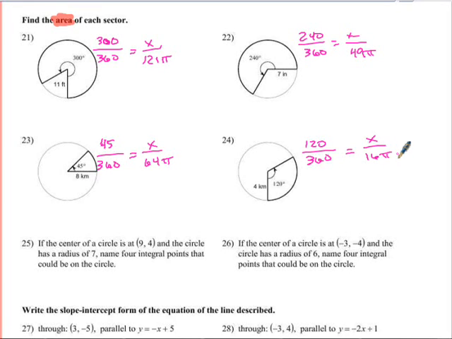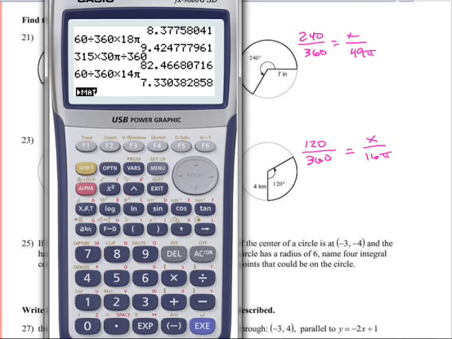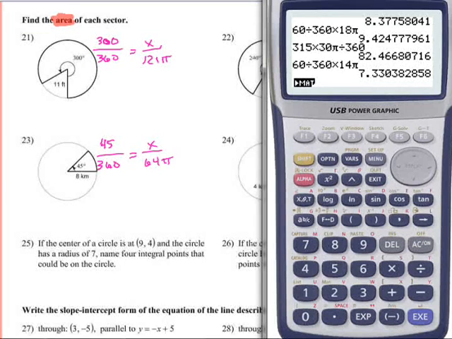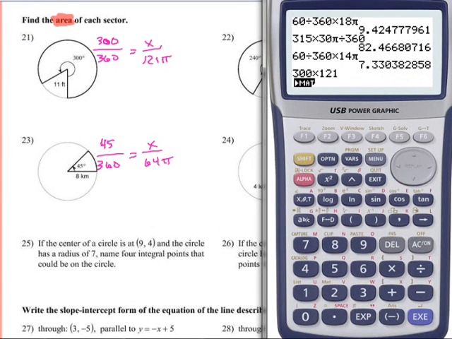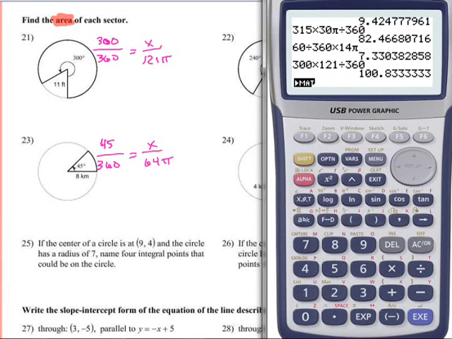So there's my setup for each one. And then I'm going to actually let you guys do the cross multiplication there. You're multiplying 300 times 121. In this section, because there's no directions on rounding, let's practice leaving them in terms of pi. So we won't include pi in our answer here. So 300 times 121 divided by 360 is 100.8 pi.